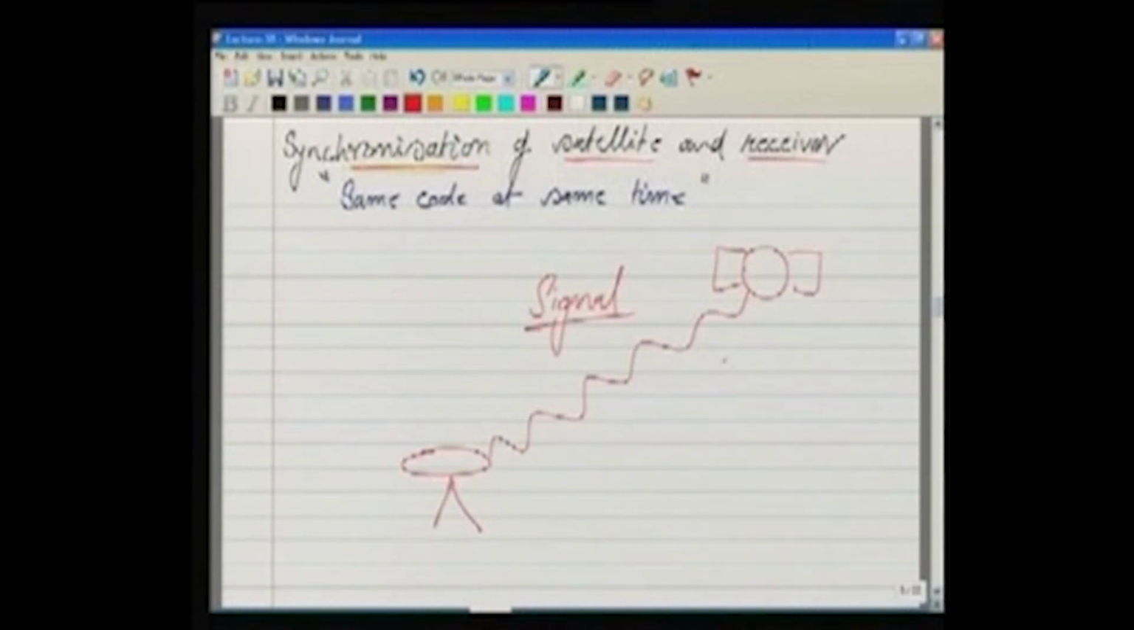Again, signal means these are the radio waves, and these radio waves, which are the carriers, are carrying some signals, while the receiver is just receiving this signal. Now, the question is, because the receiver is just receiving the signal which is coming from the satellite, and just by capturing that, it wants to determine the distance.